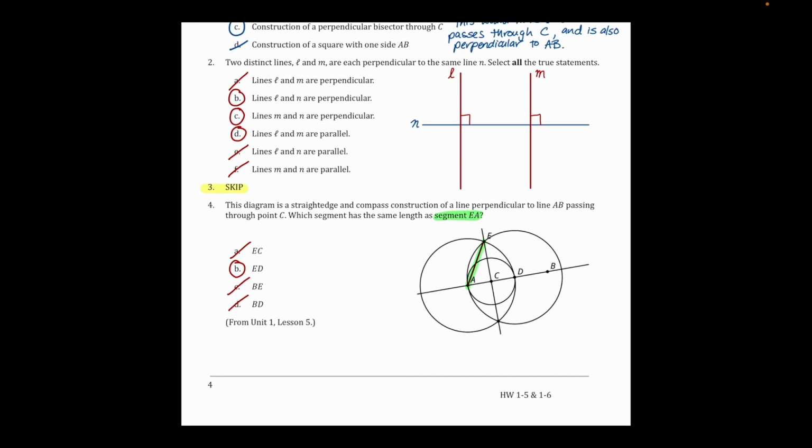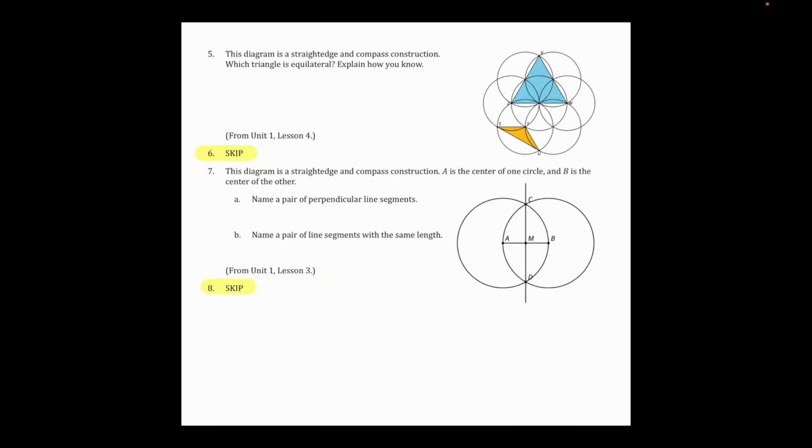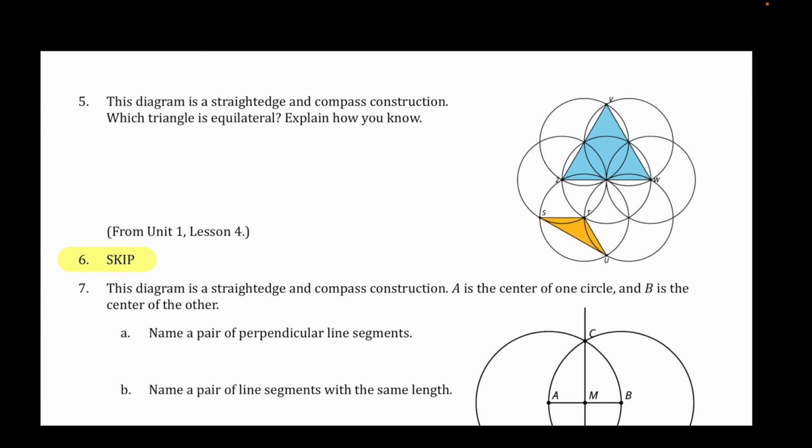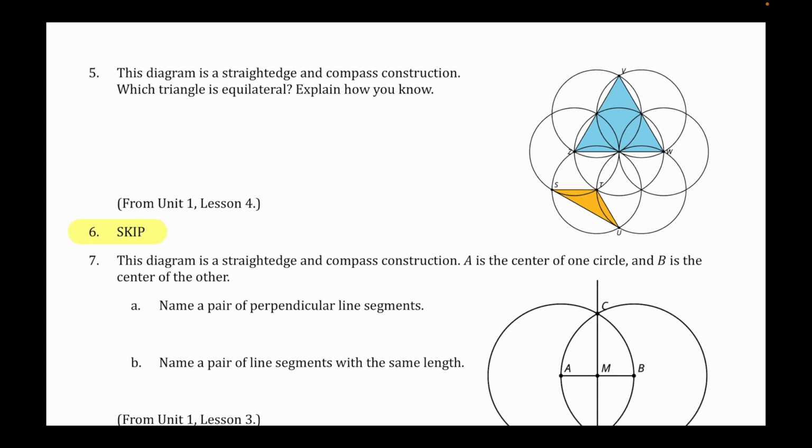So we do have more to this assignment. It's not just those four, pardon me. We are also going to look at questions 5 and 7. So here is question 5. This diagram is a straight edge and compass construction. Which triangle is equilateral, and then explain how you know.